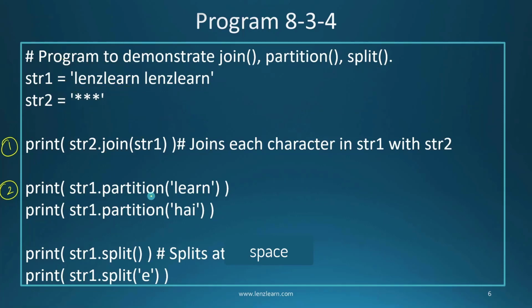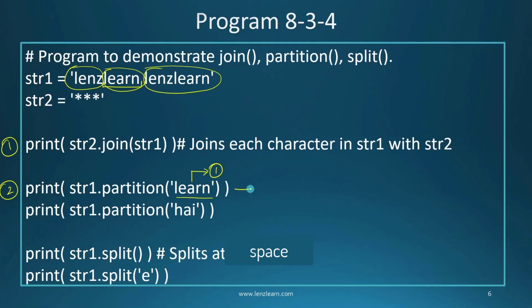Here it says partition str1 by using the word learn. So str1 has this character combination. The partition function will check to identify where it can find the first occurrence of learn. You can see this is the first occurrence of learn inside this string. So partition will create 3 strings. The first string will be all characters before learn. The second string will be the learn itself, which we used for partition, and the third string will be everything to the right side until the end of the string.